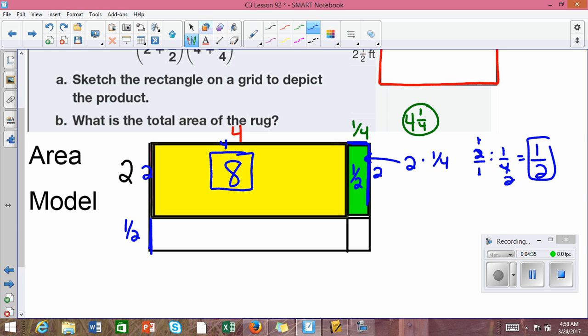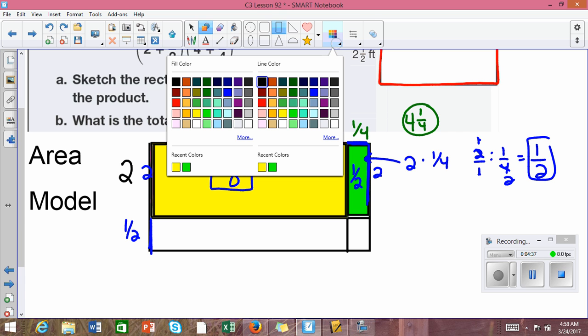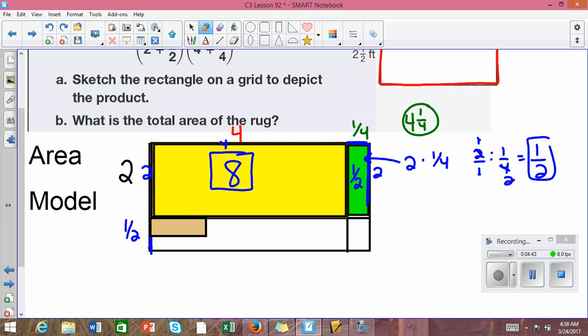We're going to continue to make these rectangles. You may be able to see a pattern here. Look at that, there is our third rectangle, and we're going to have to look at the dimensions of that third rectangle. We have a 1/2 by 4. So what is 1/2 times 4?